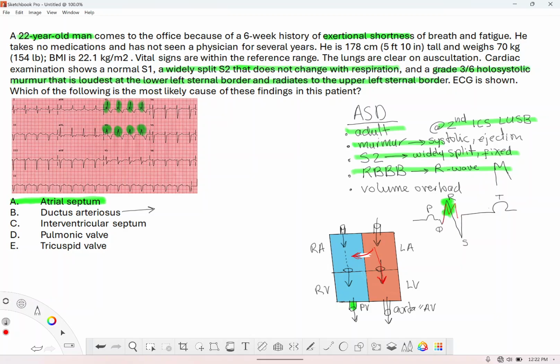The reason for that is this is called left to right shunt, because the pressure in the left atrium is much higher than the right atrium. So obviously blood will always travel from high pressure to low pressure. This is why this shunt is from left to right. So it's left to right shunt.